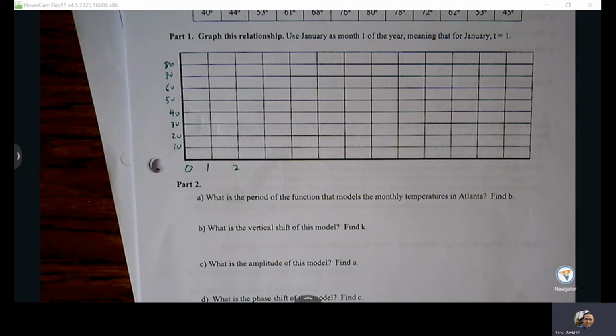Okay, plot the points and then connect the dots. And then we want to see, is this going to match better, or would it be easier to build this off of a cosine or off of a sine equation?